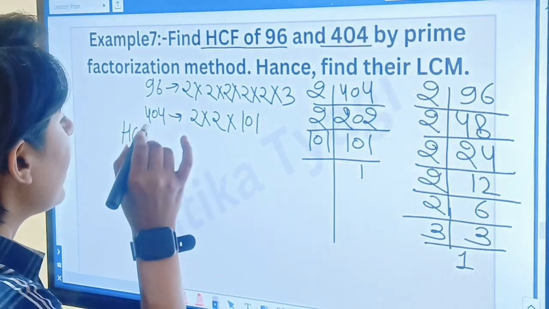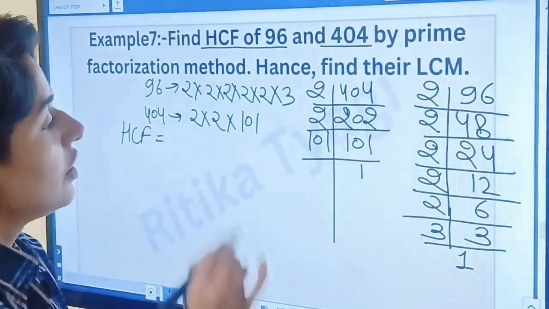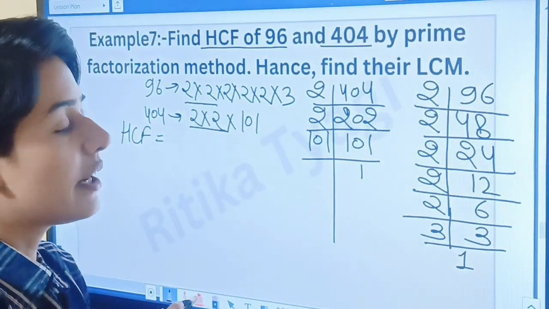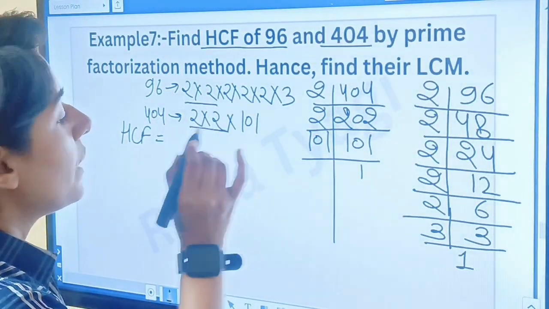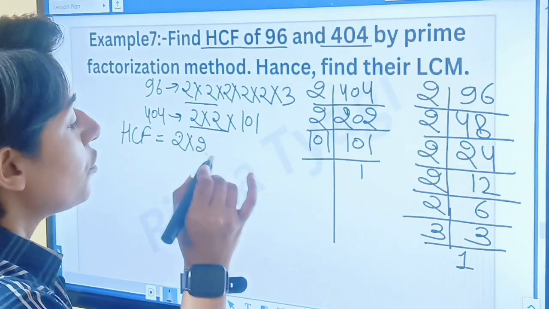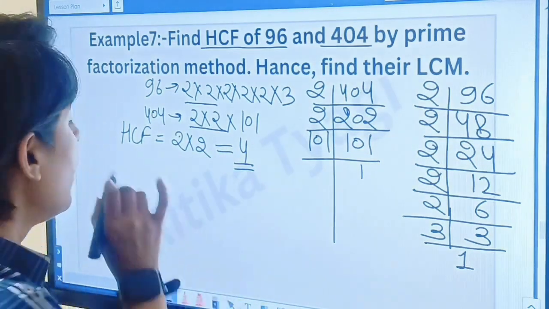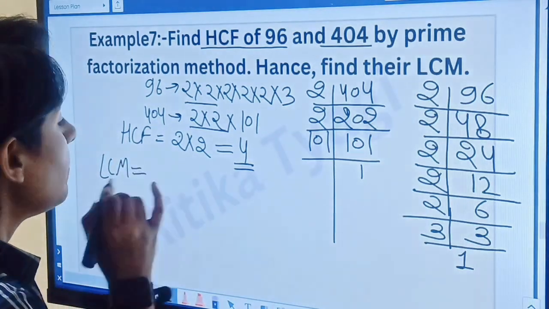Now we have to find out SCF. So SCF is the number which is common in the factors of both the number. So here 2 and 2. 2 times 2 common, that is 4. 4 is the SCF. Now we have to find the LCM.